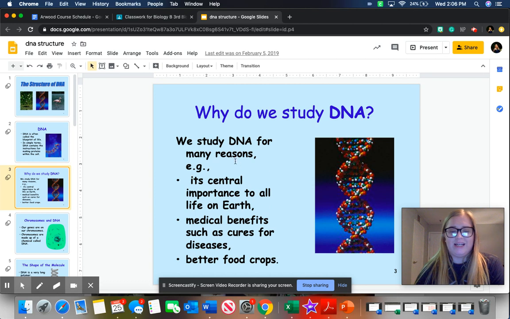So why do we study it? There's so many reasons why we study it. So it's importance to all life on Earth, medical benefits, as for cures to diseases, better food crops. So everything, not just humans, has DNA. So plants and animals also have DNA. There's certain diseases and disorders that run through your DNA, so they can detect if you're going to have that disease and things like that.